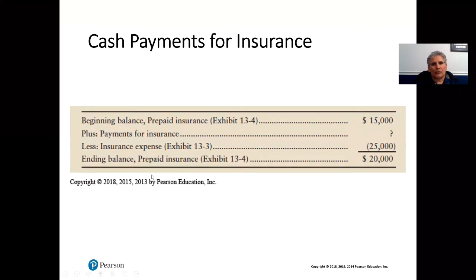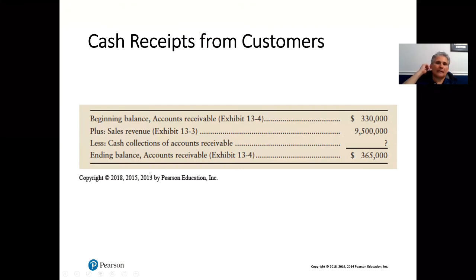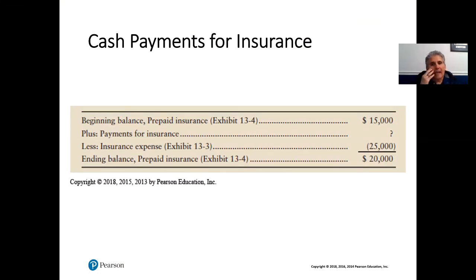All right, after inventory, the next one is cash payments for insurance. And I'm not gonna go through the computations for each one of these. You can use what we just did for the first two and pretty much figure out how to get to where we need to be. But the beginning balance for prepaid insurance was $15,000. We're going to add to that the payments for insurance, which we do not know, so that's the unknown variable. That becomes the X. Less insurance expense, we get that from the income statement, $25,000. And then our ending balance is from the balance sheet, that's $20,000. So this 15 plus this minus that will give us this.